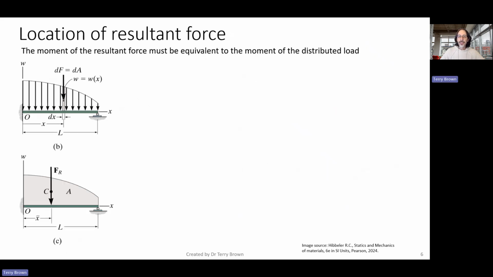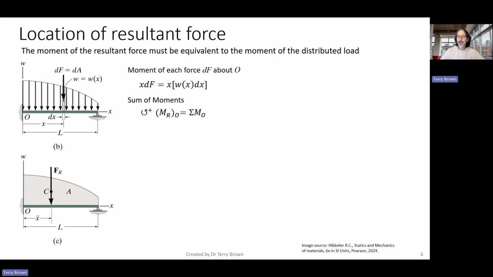Now that we know how to calculate the resultant force, we need to work out where it acts. We do this in a similar way to what we did previously. We look at the moment of each force dF, with our little elemental width dx and force dF. The moment of each of those about O is x dF. For this little strip, its moment about point O is dF times x, and we saw that dF was this value previously. Now we just need to sum all those up.